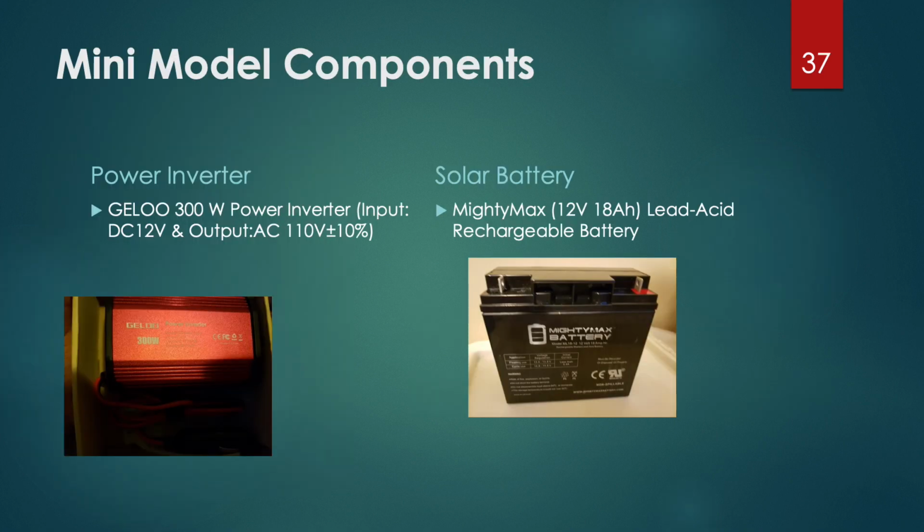Here we have a few components used in our mini model. First, we have a power inverter, the GLU 300 watt power inverter, that inputs a 12 volt DC current and outputs a 110 volt AC current within a 10% range. Our solar battery is a Mighty Max 12 volt 18 amp-hour lead acid rechargeable battery.